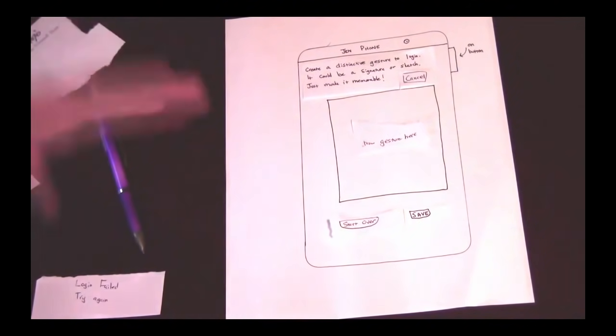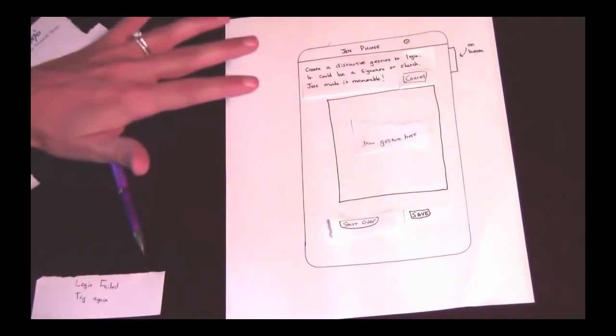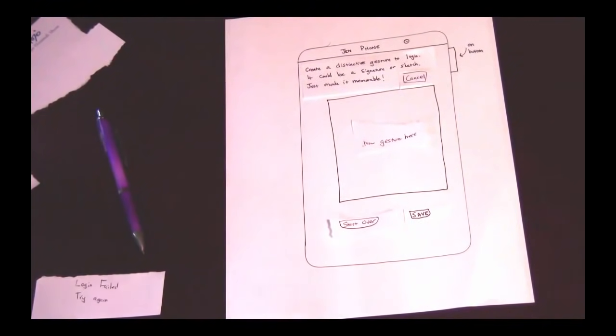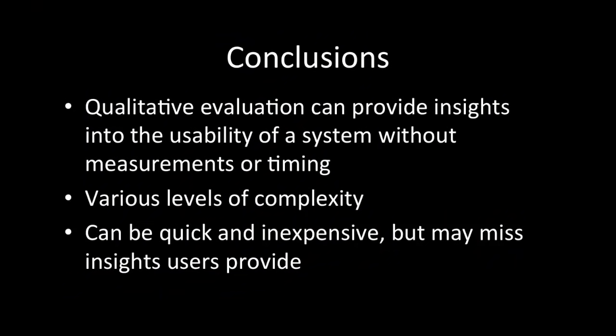We have a pretty simple interface here, so there's not a lot to discuss, but looking at those insights from Frank's background did give us a little bit to think about in terms of the design. So in conclusion, qualitative evaluation can provide insights into the usability of a system without needing to do measurements or timing. There are various levels of complexity.